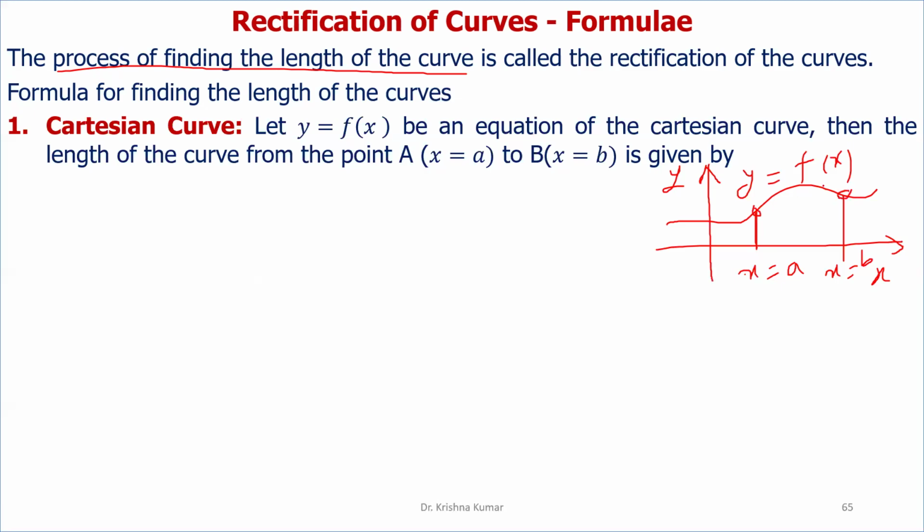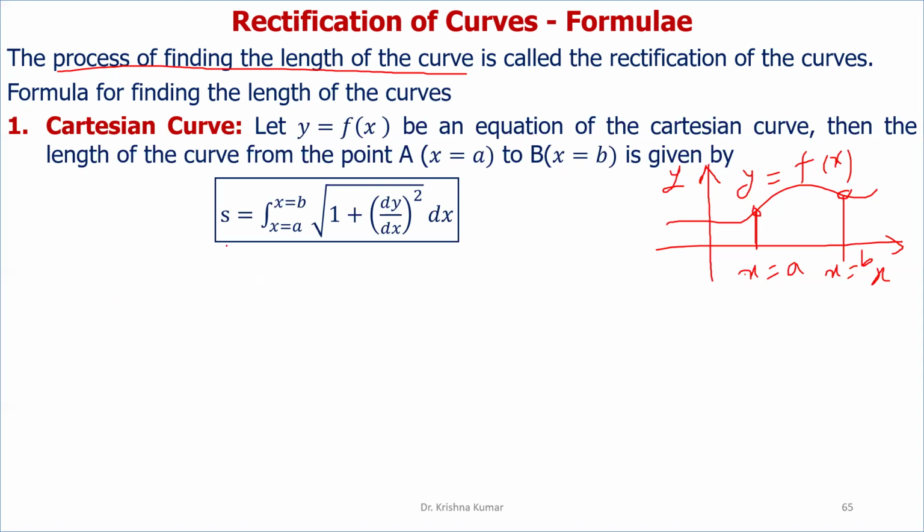So the formula is given by s equal to the integration under the limit x equal to a to x equal to b of the square root of 1 plus (dy/dx) whole squared, with respect to x. This is the formula for rectification of the Cartesian curve y equal to f(x). Here x is the independent variable and y is the dependent variable.